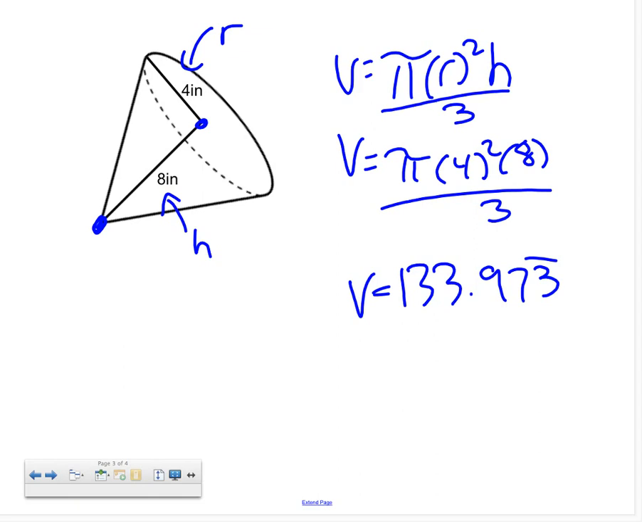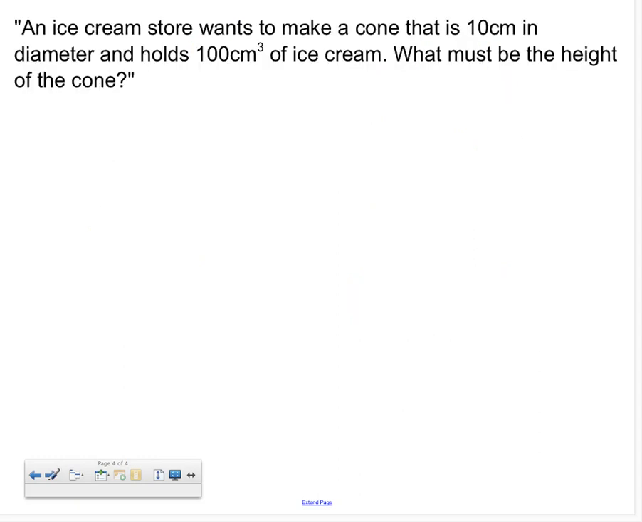So you can figure out your R or your H if you're given your volume. So what that might look like is something like this. So we have an ice cream shop that wants to make an ice cream cone that holds 100 cubic centimeters of ice cream. And if we're going to set the 10 centimeters as a diameter, what do we need the height to be? Well, let's make a diagram here real quick.